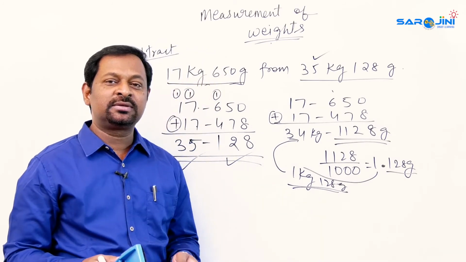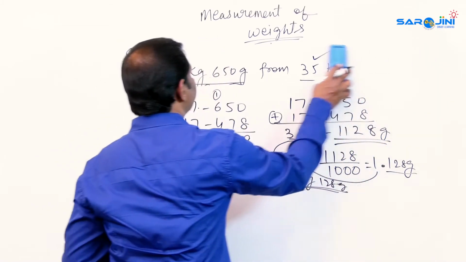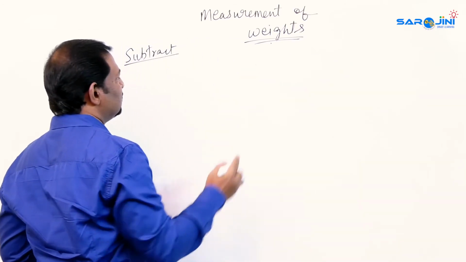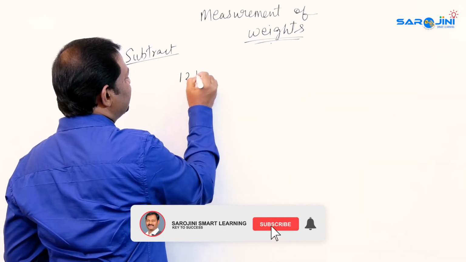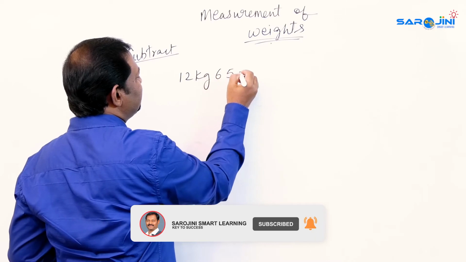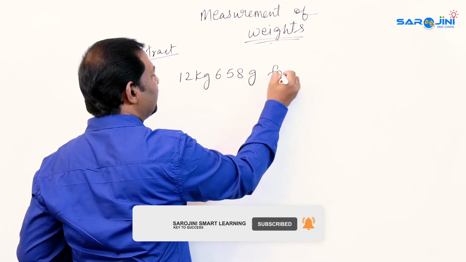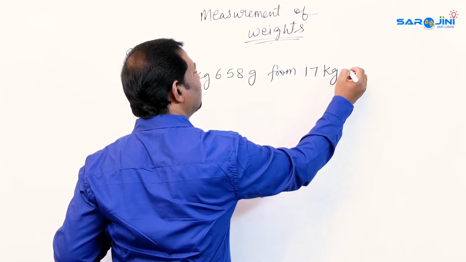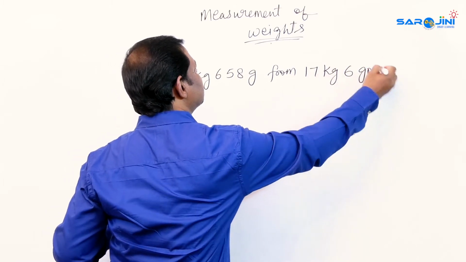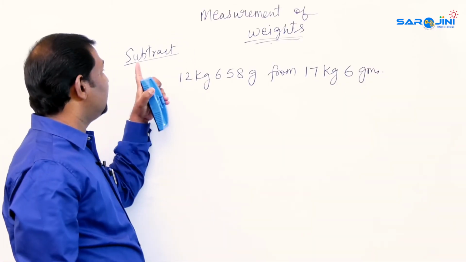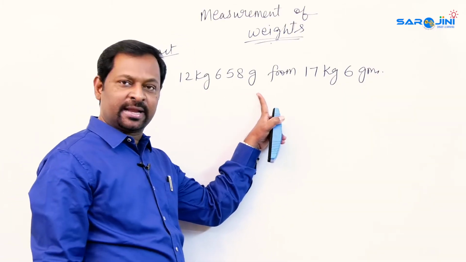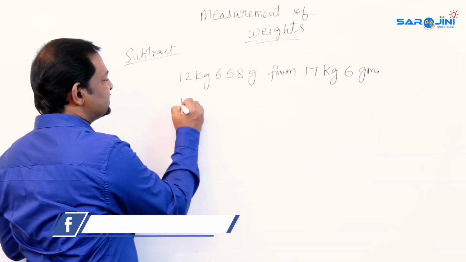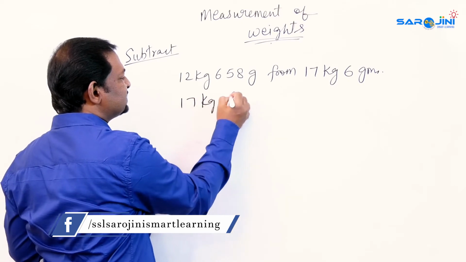Okay. Now we will check one more example here with the subtraction. Suppose 12 kg 658 grams from 17 kg 6 grams. Suppose I give this, we are going to subtract this weight from where? From this one. So 17 kg 6 grams.